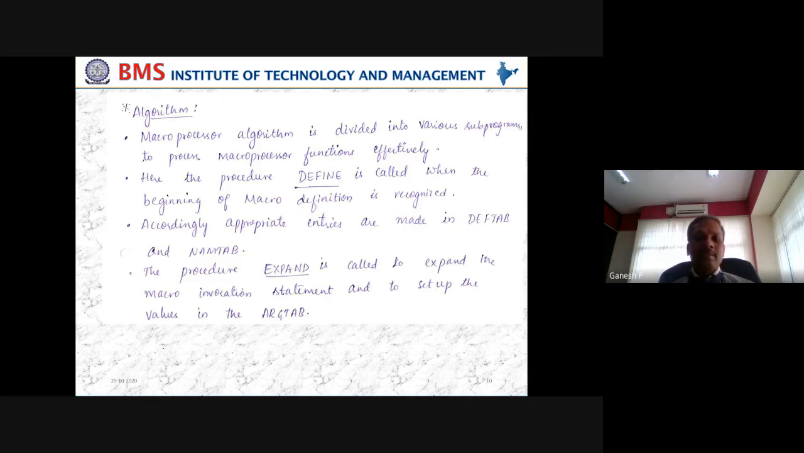So define is going to make sure that macro definition is processed. When it comes to expand, we have the macro expansion. That expansion will be taken care of. And these three data structures, name tab, def tab, and arg tab, all these three will be used appropriately in the algorithm, depending upon what type of processing is involved. But what you have to keep in mind is this algorithm is meant for processing even nested macros as well. So let us look at that algorithm now.